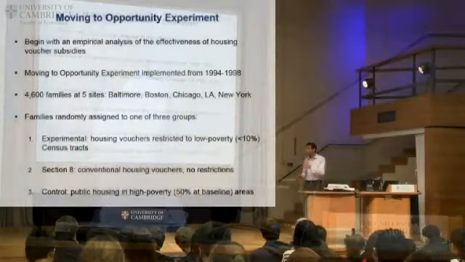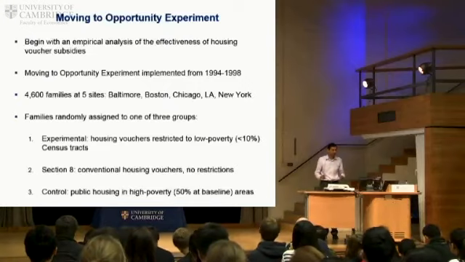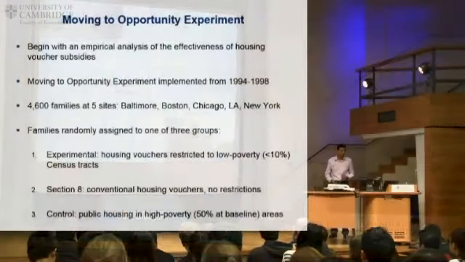And then finally, there was the control group who didn't get either of these vouchers and was just given the option of staying in public housing, which is where all these families started out in these public housing projects, which are in very high poverty areas. More than 50% of the people in these areas are below the poverty line. Okay, so we're going to compare the outcomes across these three groups.